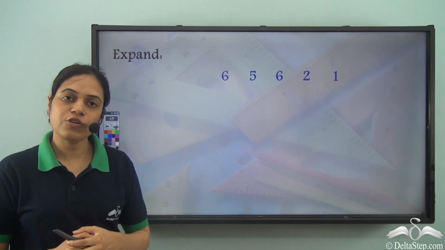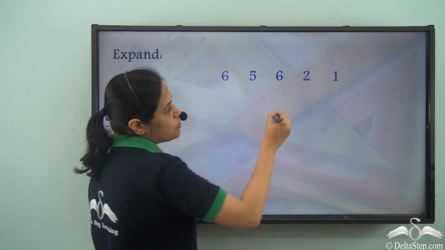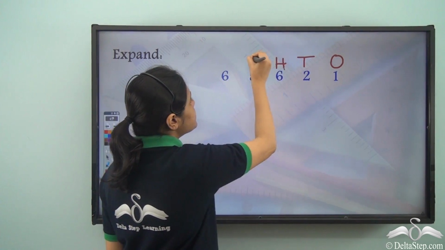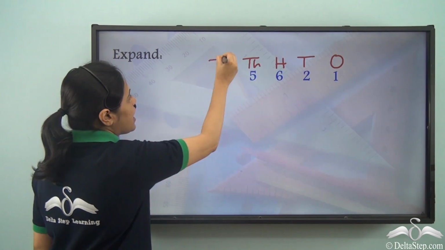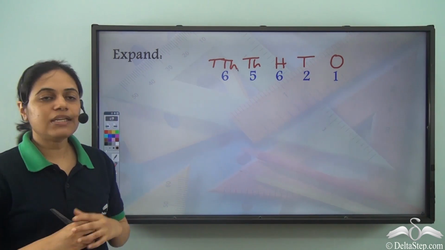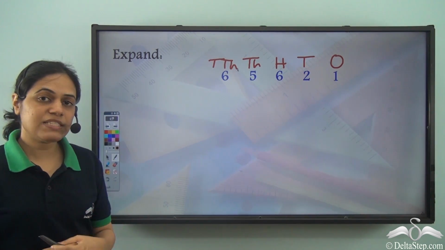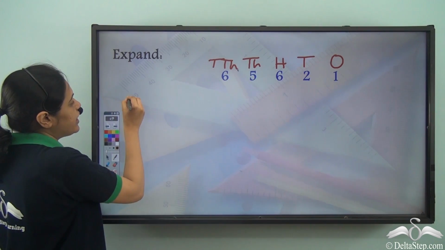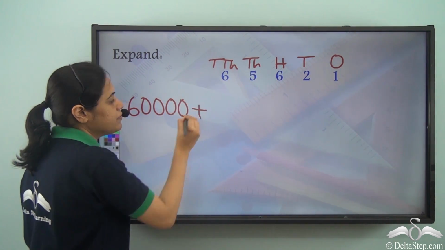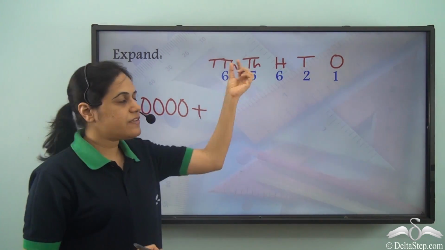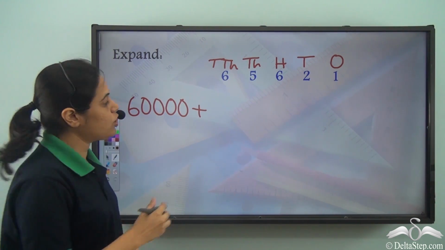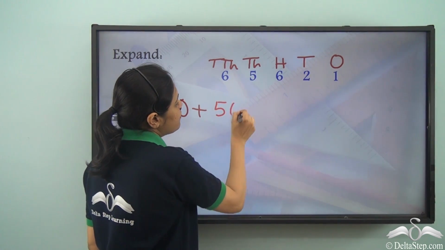Now what is the place value of this number? So this is the ones place, tens place, hundreds place, thousands place and 10,000s place. So 6 is in the 10,000s place. The place value of 6 will be 6 into 10,000. That is 60,000. 5 is in the thousands place. So the place value of 5 will be 5 into 1000. That is 5,000.